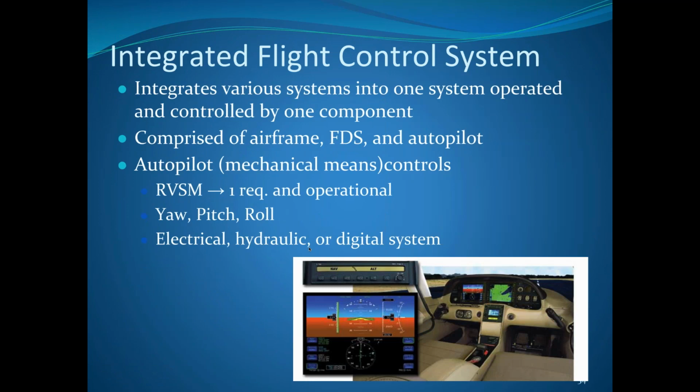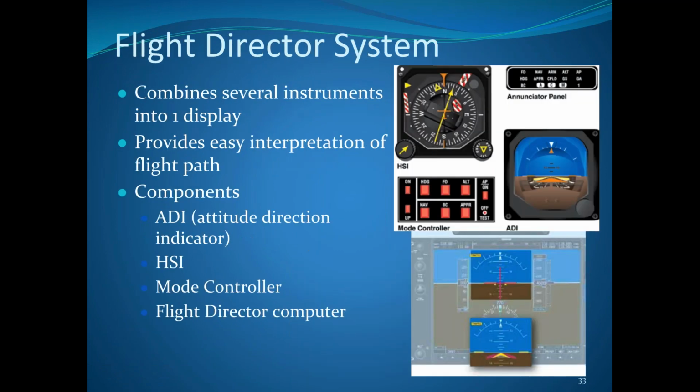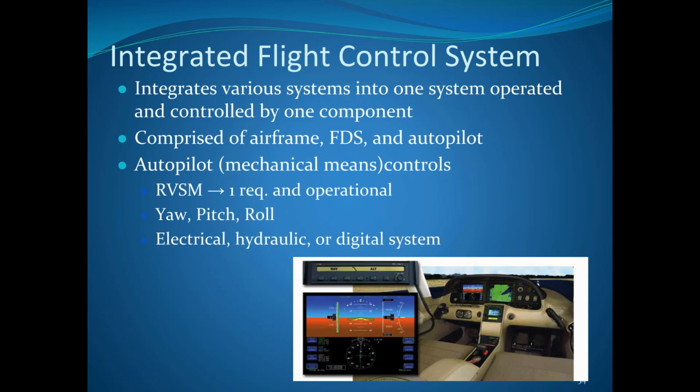Integrated flight control systems integrates various systems into one system, just like this Flight Director system. It's comprised of airframes, FDS, and autopilot. Autopilot mechanical means controls. I'm not sure why it's worded like that. That's kind of weird. RVSM, you're required to have autopilot to operate in RVSM airspace. And the autopilot must control the yaw, pitch, and roll.